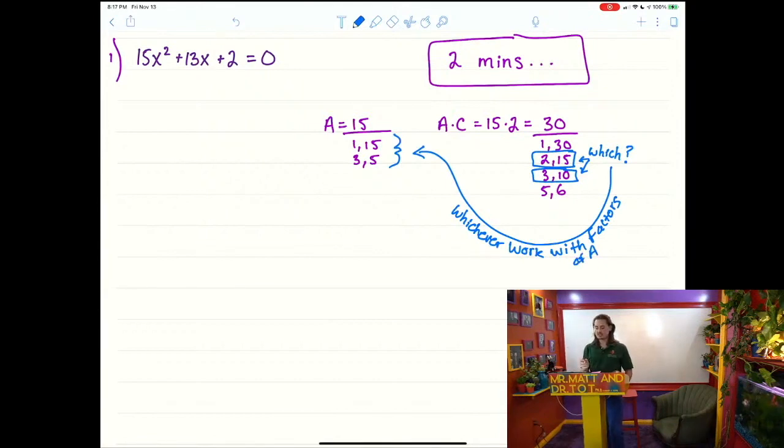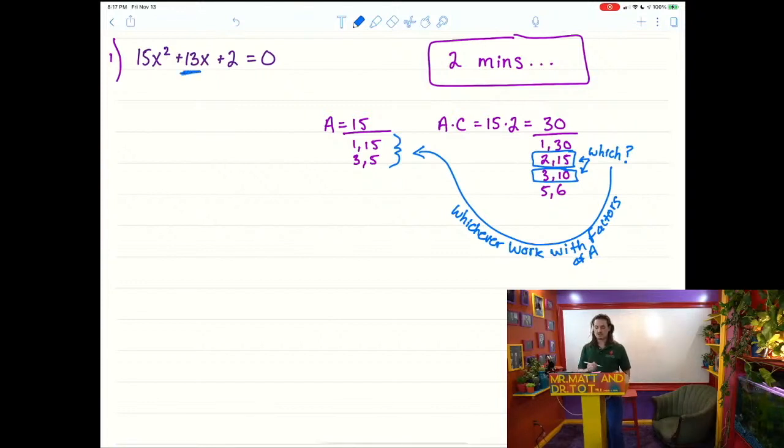Now notice this is a little tricky because our b value is 13. So we can get 13 both from 2 and 15 if 15 was positive and 2 was negative, or from 3 and 10 if they're both positive. There's two ways to look at this. The first is pretty definitive.